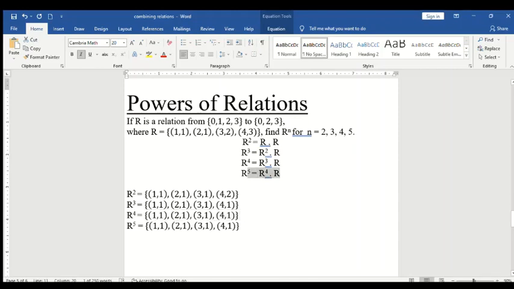So we go to R^5. R^5 is simply the composition of R^4 and R. We put 1 here, then 1 is mapped with 1, so we put (1,1). Next we have 2, and since 1 is mapped with 1, we put (2,1). For 3, we put 3 down, then 1, which is mapped with 1, so (3,1). For 4, we put 4 down, then 1, and 1 is mapped with 1, so we have (4,1).